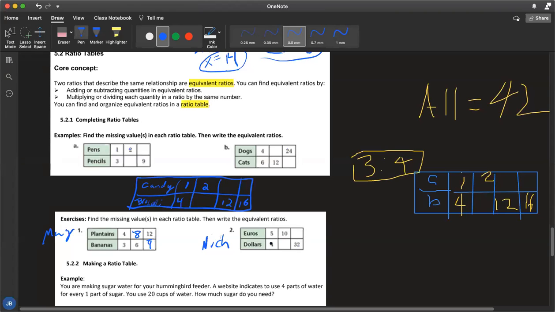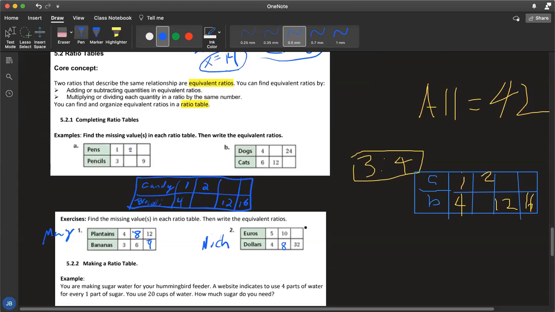Oh, so I got down there, I got 8. So you got 8 right here. Perfect. And how did you get 8? Because 5 times 2 equals 10 and 4 times 2 equals 8.